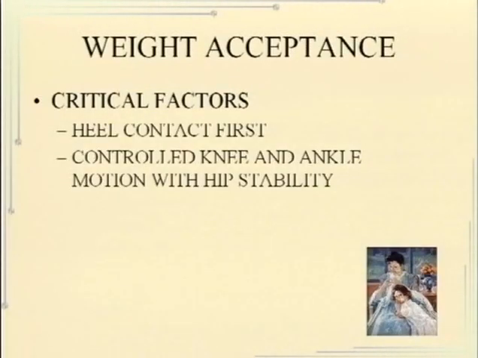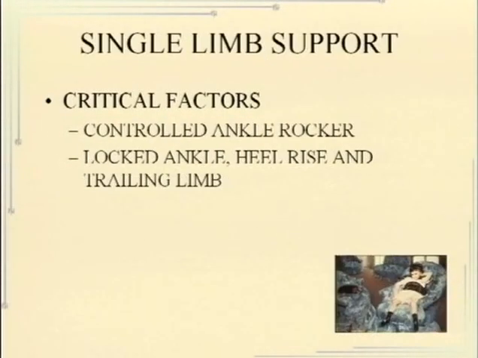Okay, so that's a quick rundown of how physiatrists look at the gait pattern and gait analysis. What I'd like to mention now are just some of the critical factors that might impact what I call the 3 functional tasks that you do during walking. The first one, getting back to an earlier slide, is weight acceptance. And the critical factors are heel contact first, and controlled knee and ankle motion with hip stability. So we're looking at that very carefully during this phase.